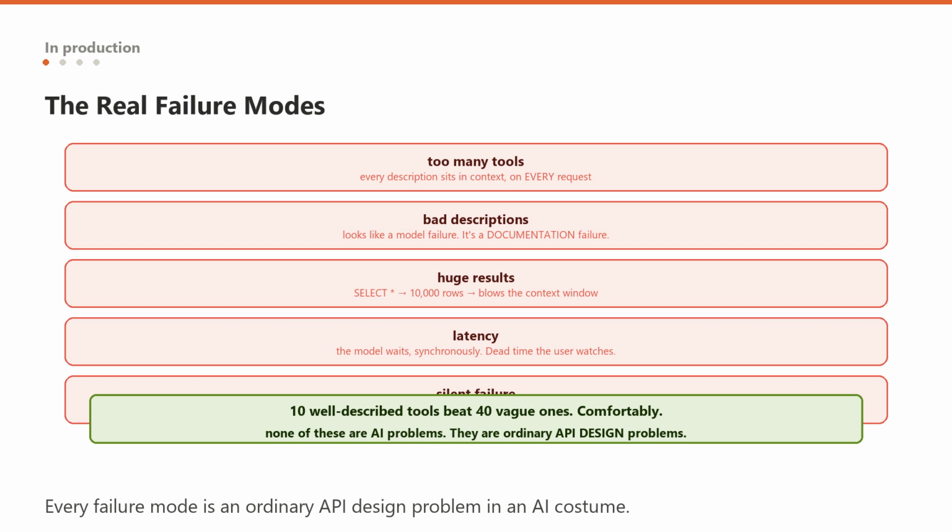Latency. The model waits for your tool synchronously, and every slow tool is dead time the user is watching. And silent failure. Your server returns an empty result, and the model confidently tells the user there is no data, when actually the query errored. Return errors loudly and legibly. Notice the pattern across all 5. These are not AI problems. They are ordinary API design problems, and the reason they bite is that people building MCP servers are thinking about AI and forgetting they are designing an API.